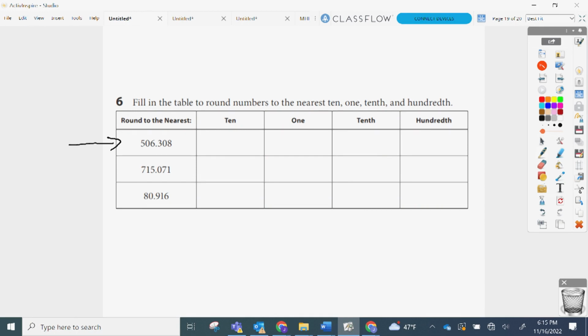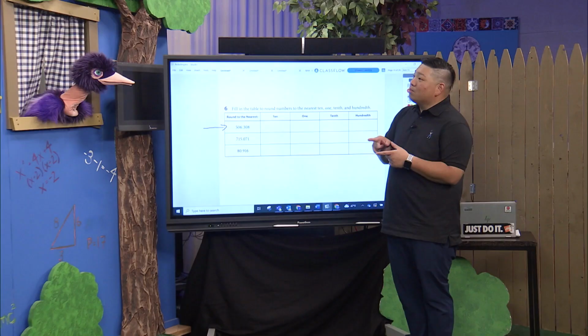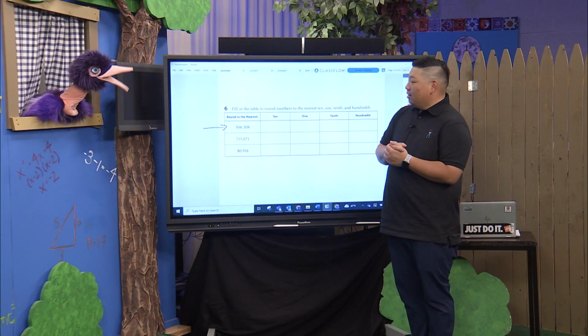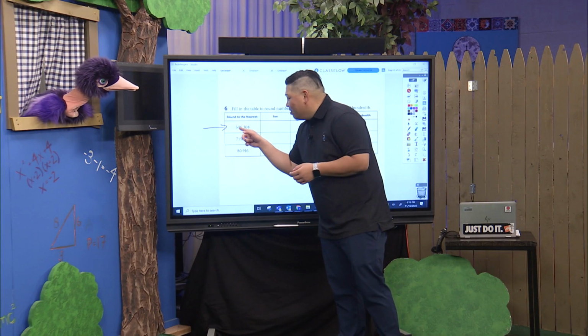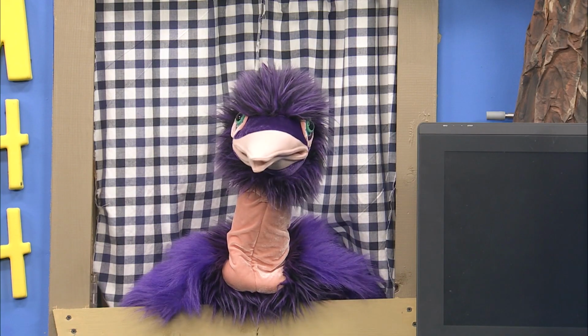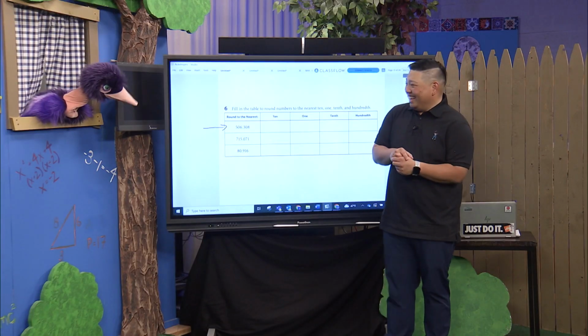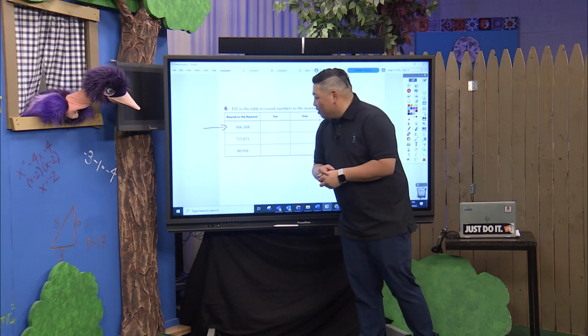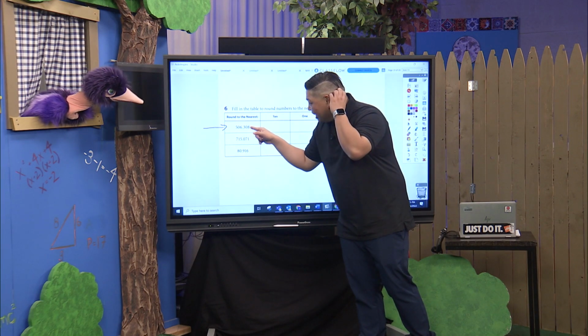Let's try this one. So I see 506. 506. And did you know the only time you say "and" when reading a number is when you see a decimal point? I did not know that, Mr. Teng. Well, now you do. So I see 506 and 308 thousandths. Yeah, so these numbers are a tongue twister. Yeah, it does. It's a long number. So we have 506 and 308 thousandths.